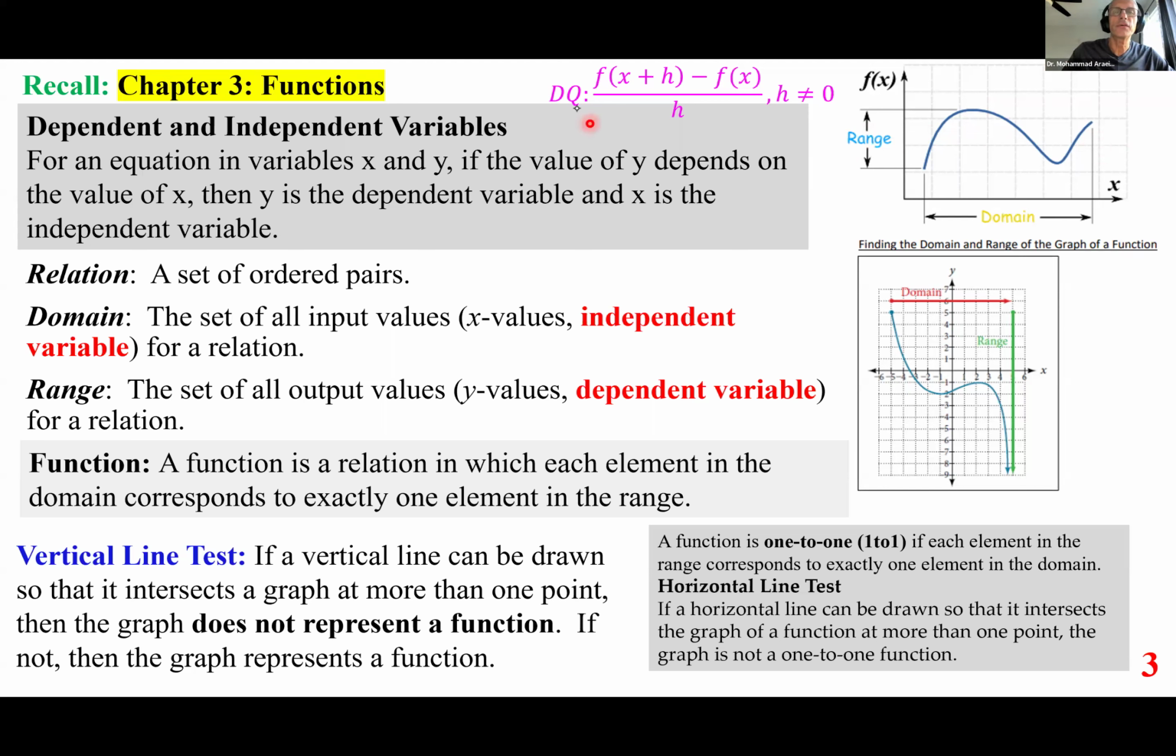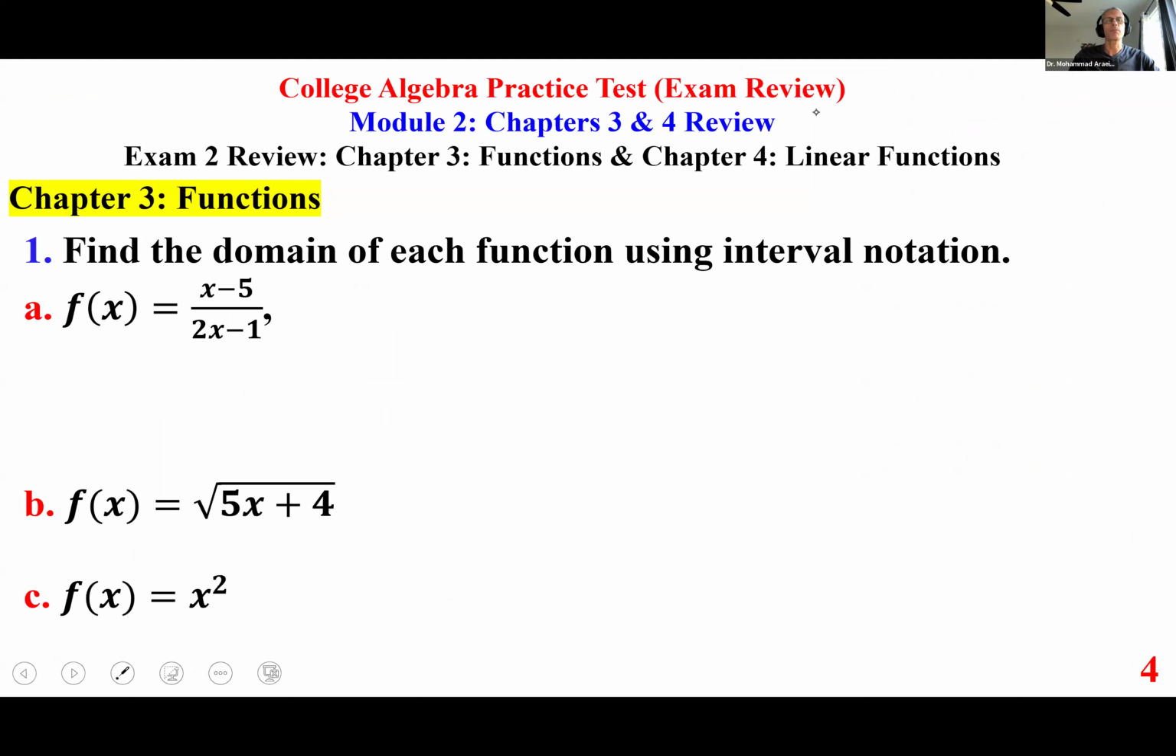DQ, short for the difference quotient: f of x plus h minus f of x, over h, and h can't be 0. In short, if you have 2 points, you want to calculate the slope. That is the DQ, the difference quotient. All right.